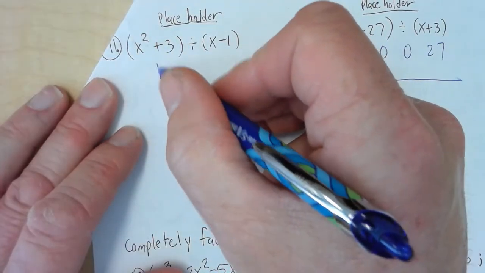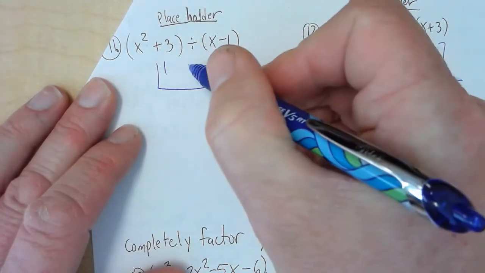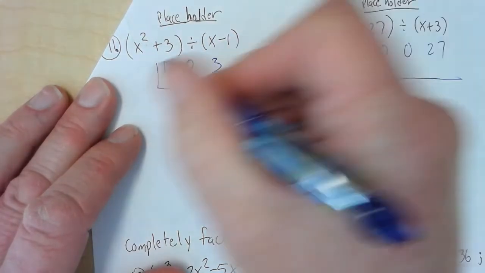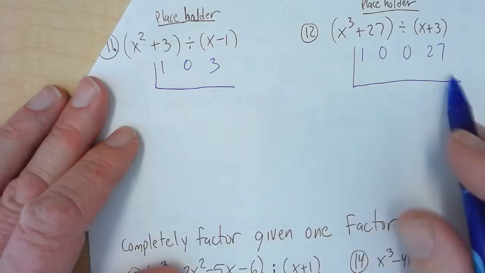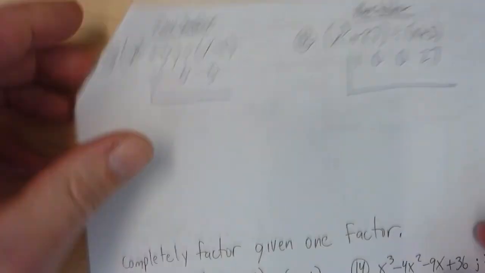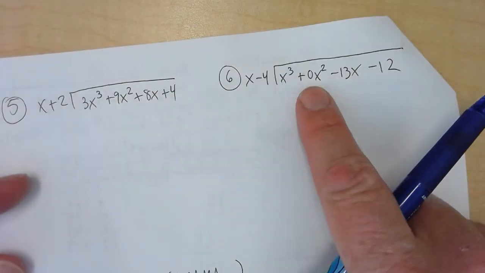And then this one here, there's no x term. So you need 1, and there's no x, and then 3, and then you go from there. But you need the zeros there, otherwise it won't work. I kind of indicated that right here. That's a placeholder. If that 0 isn't there, it will not work.